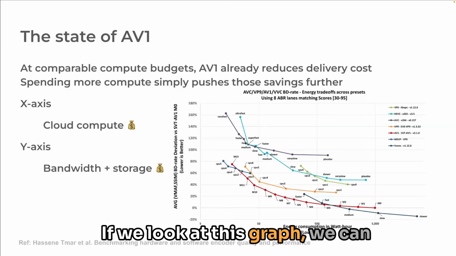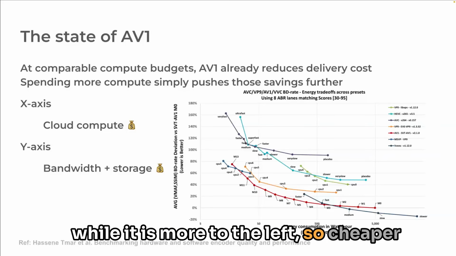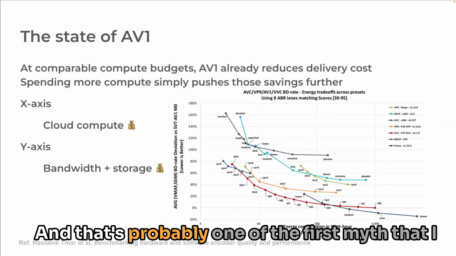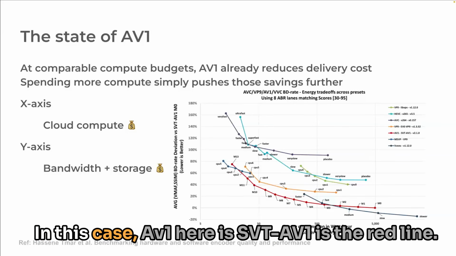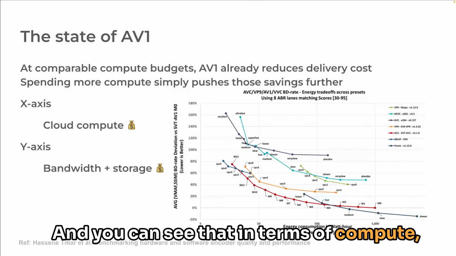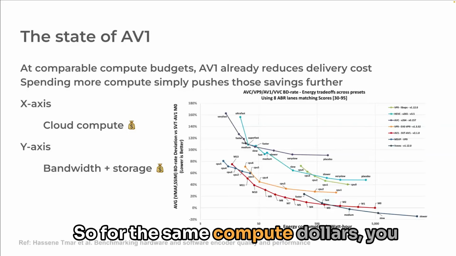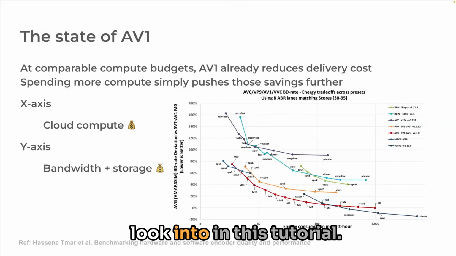If we look at this graph, we can see that AVC is the purple line, so that's H.264. And we can see that while it is more to the left, so cheaper in terms of compute, it's a lot more expensive in terms of delivery. And that's probably one of the first myths that I want to talk about, the fact that AV1 is slow. In this case, AV1 here, SVT-AV1, is the red line. And you can see that in terms of compute, the purple and the red line overlap, right? So for the same compute dollars, you can get delivery savings from AV1. And that's what we're going to look into in this tutorial.